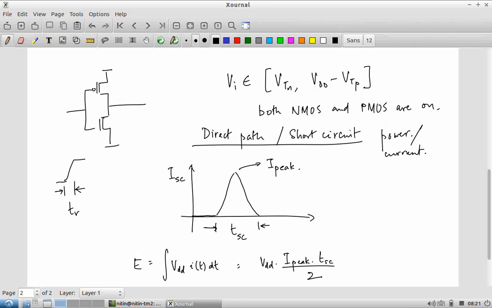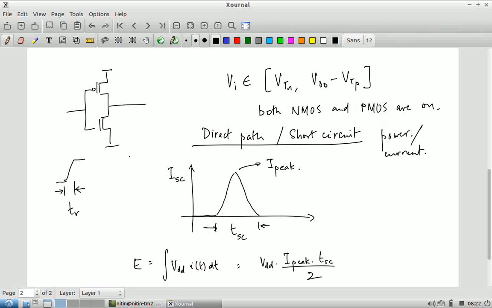Okay? So what this means is, the higher the value of the IC, the higher is going to be the total energy being dissipated, and also the higher the value of TSC, the short circuit duration, that will also increase the amount of total energy, right? But these things can be a bit tricky. It is not very obvious what causes a large value of TSC or a large value of IC, right? So as far as TSC is concerned, what can you think of as one of the reasons for a large value of TSC?